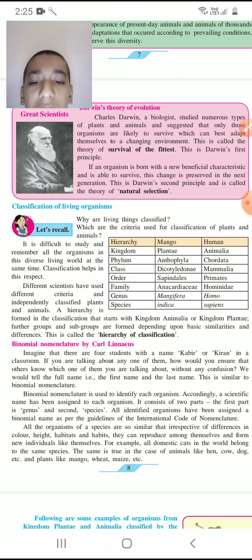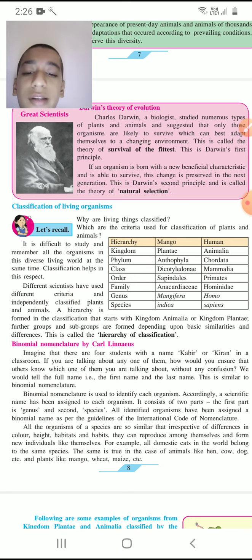Binomial nomenclature is used to identify each organism accordingly. A scientific name has been assigned to each organism. It consists of two parts. The first part is genus, the second is species. All identified organisms have been assigned a binomial name as per the guidelines of the International Code of Nomenclature.